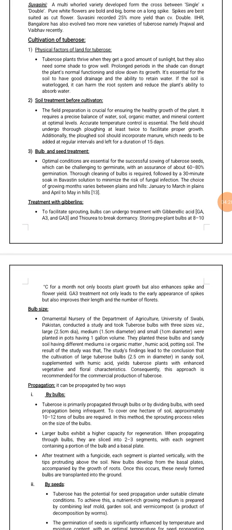And second is the soil treatment before cultivation, which is very crucial for ensuring healthy growth of the plant. For this, first of all we have to plough the field to facilitate proper growth. Sometimes manure is added to the field, and the duration is 15 days. When we add the manure to the field, it will soften the soil.